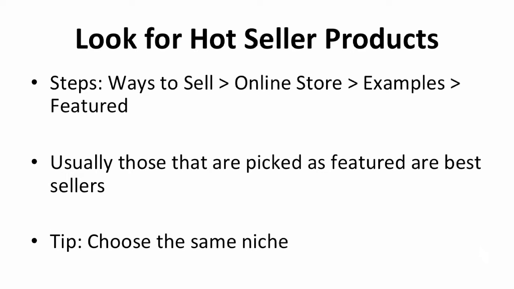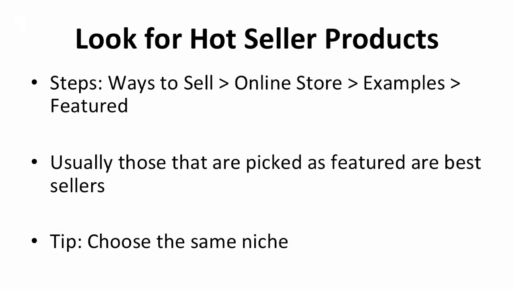If you are new to Shopify, you may be wondering where to look for the hot seller products. So log into your Shopify account, or even if you're on the landing page, look for the Ways to Sell tab on the top menu bar. Hover over the tab and select Online Store from the menu options that show up.